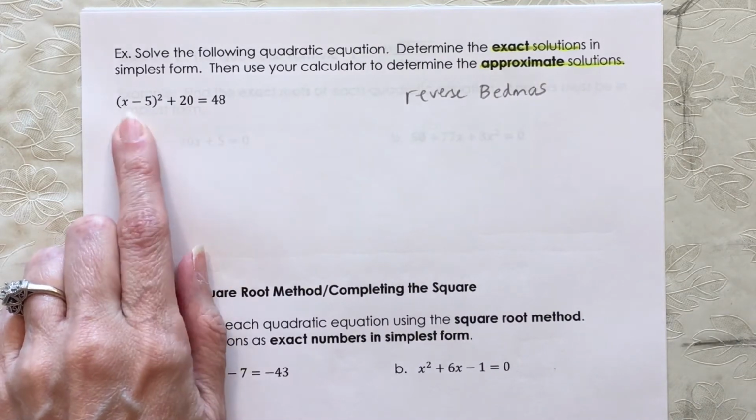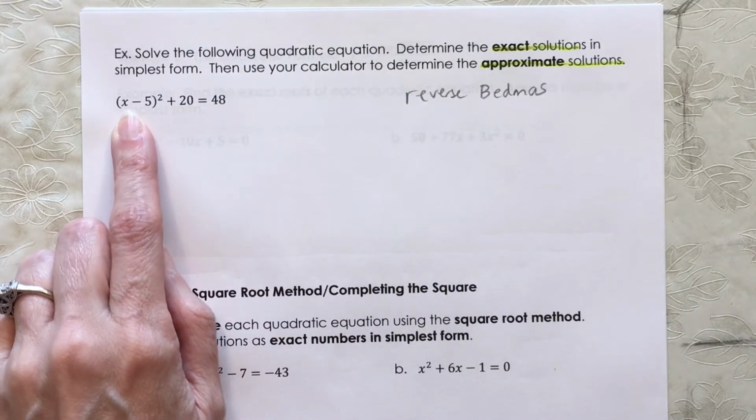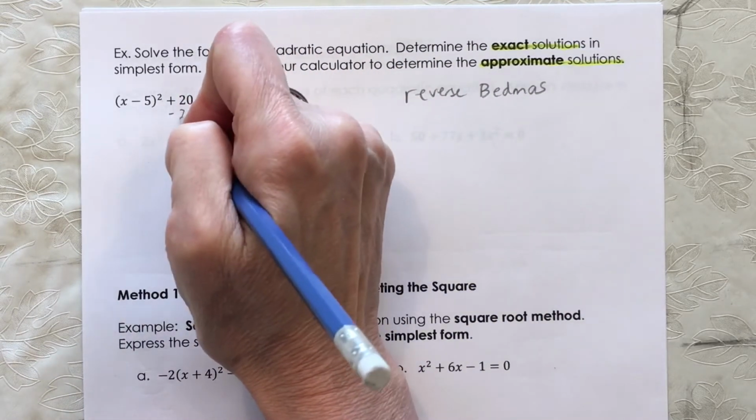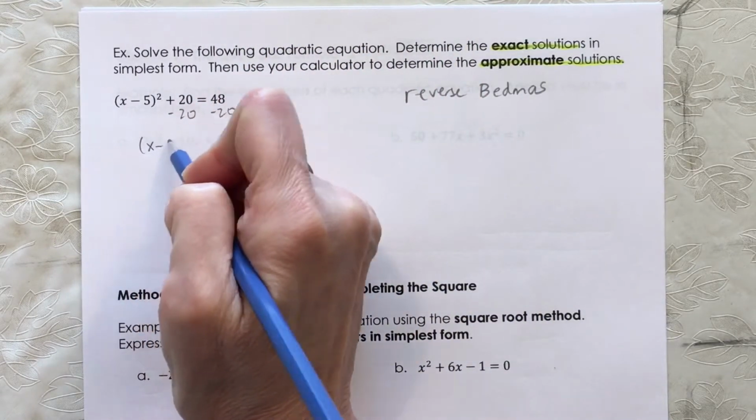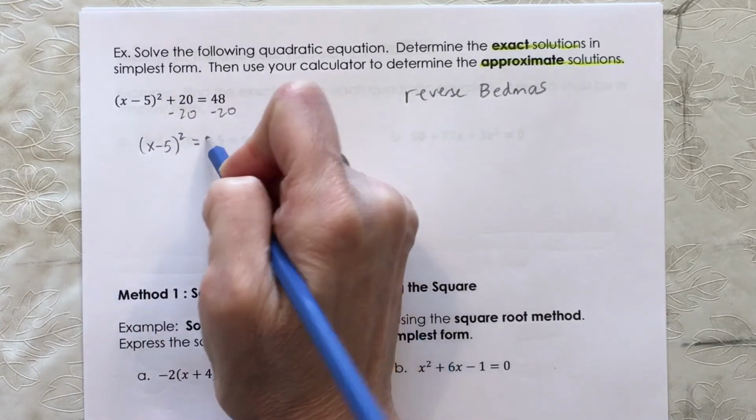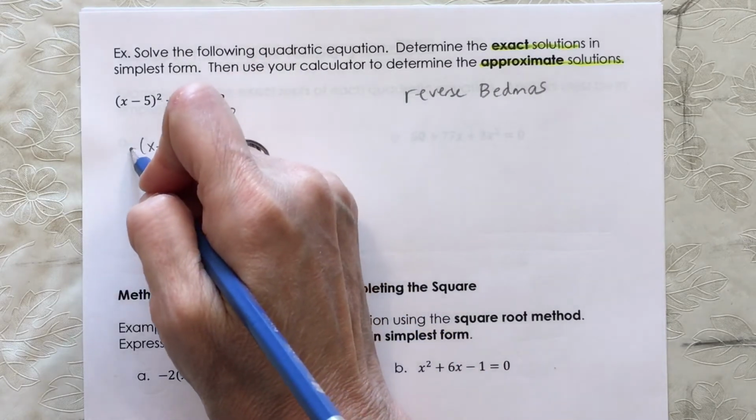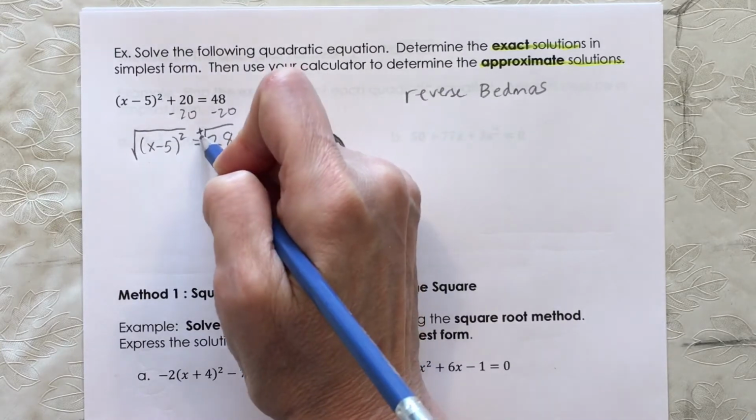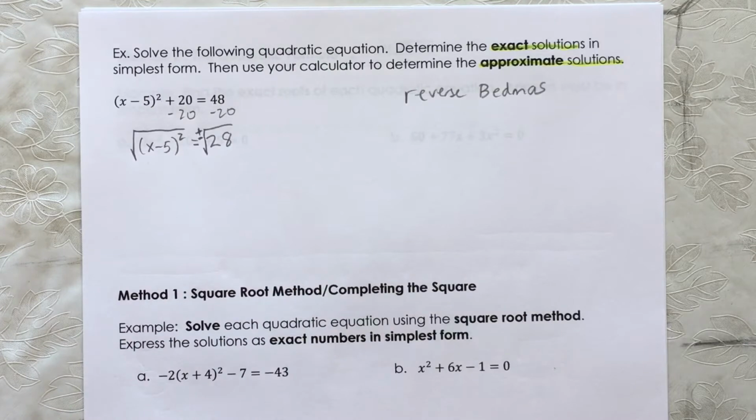So I've got a quadratic equation. I know it's quadratic because I've got x and it's being squared, okay? And the x is only in one spot, so when x is only in one place, you can use reverse BEDMAS. So if I'm going to do that, I would subtract 20 on both sides first. Okay, then I'm going to square root both sides, remembering that I need plus or minus, because there's 2 possible square roots of 28, a positive and a negative.